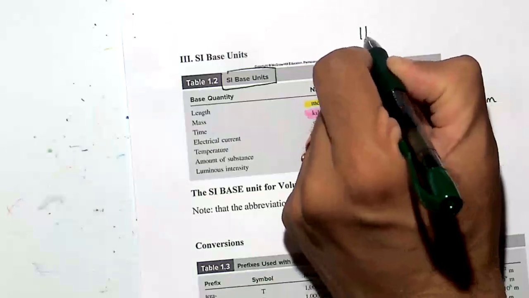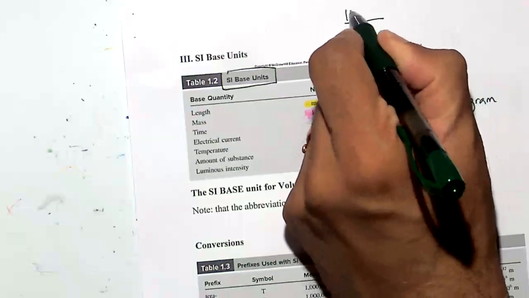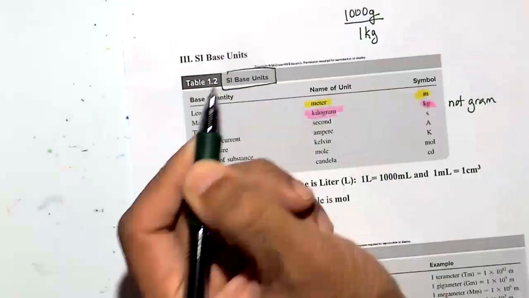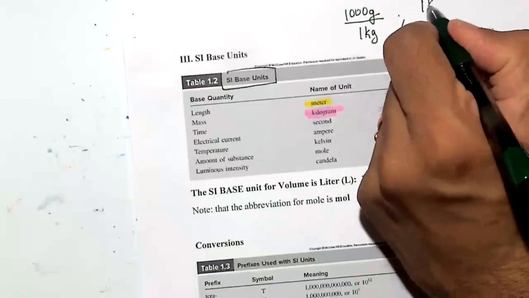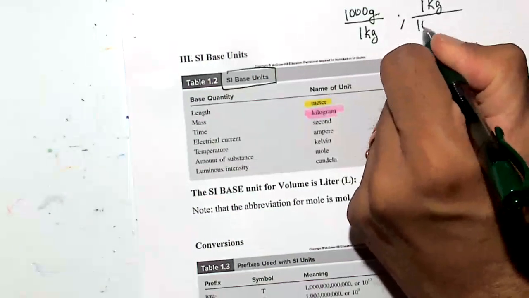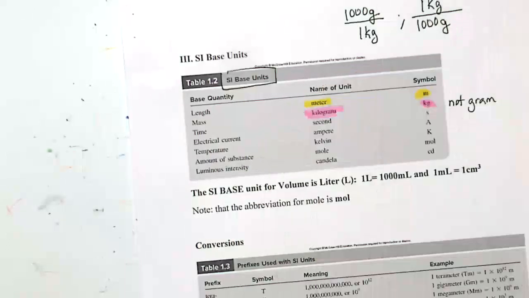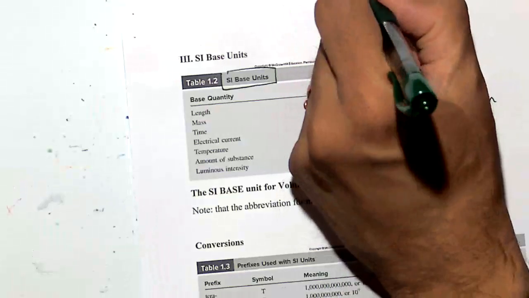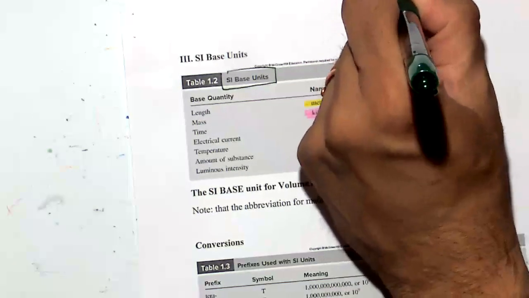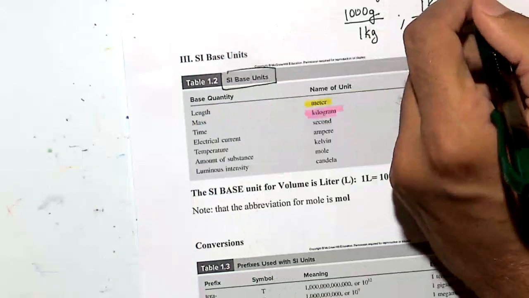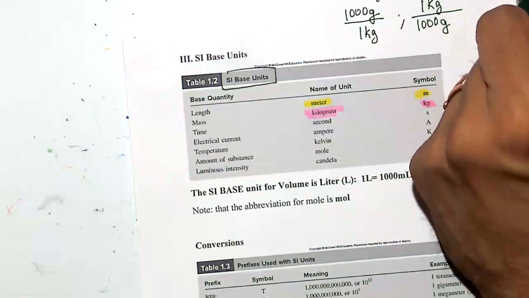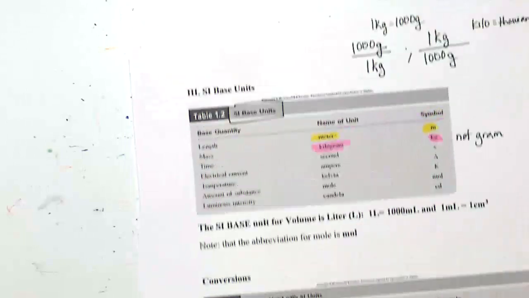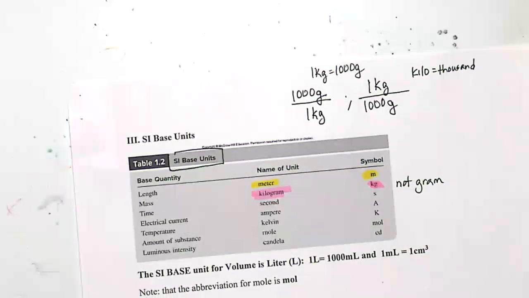It's going to be 1 kilogram is 1,000 grams. Or you can flip it because they're equal to one another. You can put the kilogram at the top. Okay, so that's something I'd like for you to memorize. Kilo means 1,000. I'll give you some of these other conversions that we can memorize for this class.